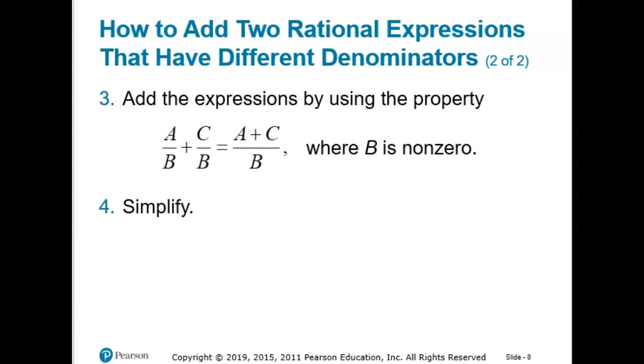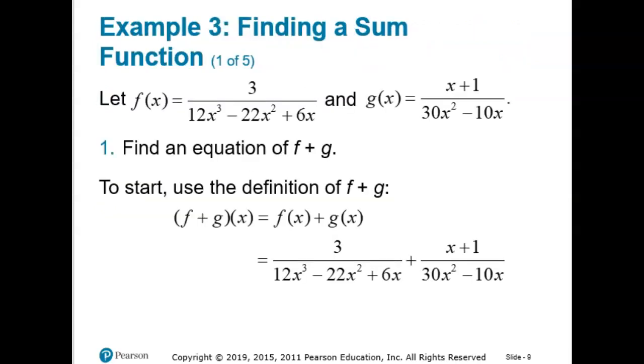So how do we add two functions? It's similar. They're fractions. So when we add two different functions, we are looking for our common denominators. So we are going to try to find a common denominator between 12x cubed minus 22x squared plus 6x and 30x squared minus 10x.